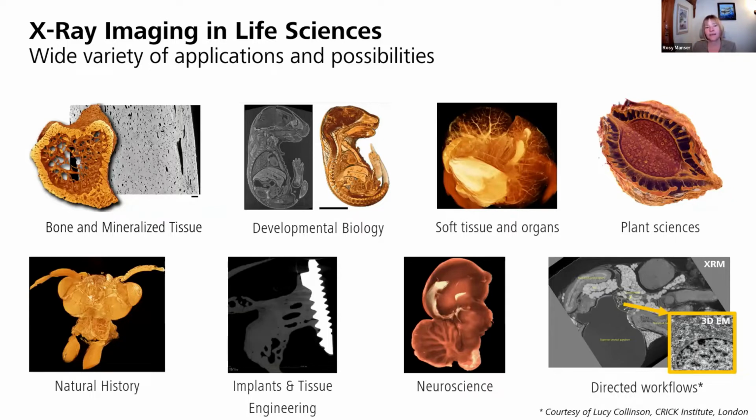But other areas of biology are now kind of keeping up in terms of the amount of usage of X-ray imaging, including developmental biology, so looking at things like mouse embryos, soft tissue and organs, and this can extend to tumors and cancer research. There's a raft of great work that's being done in plant sciences, so everything from seeds to the floral parts of plants. Then over to natural history. So you can't get more precious than a sample that is millions of years old. And the idea of being able to physically section it is completely unthinkable. So having a non-destructive way of being able to look at the internal structure of natural history specimens is incredibly valuable.